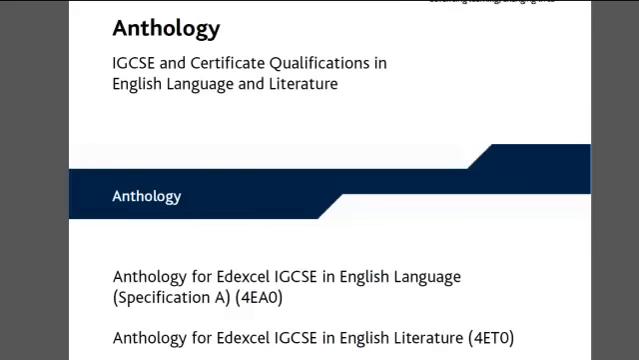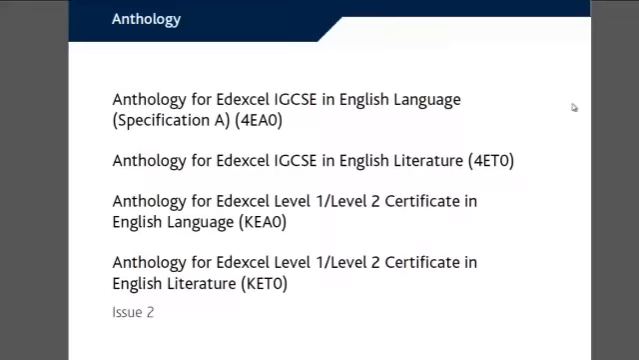Okay, so now we're going to have a look at the anthology and see what that's all about. The word anthology just means a book with a collection of different pieces of writing in it. Now, you will get your anthology as a PDF file, which you will need to open, and you will need to scroll through it to find the relevant sections. And we're going to have a look at the contents page.